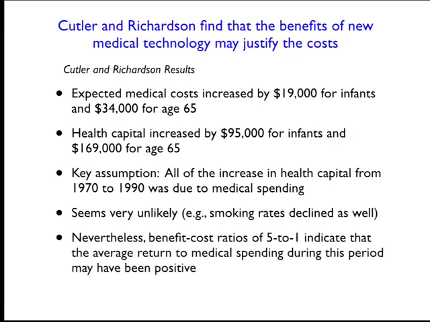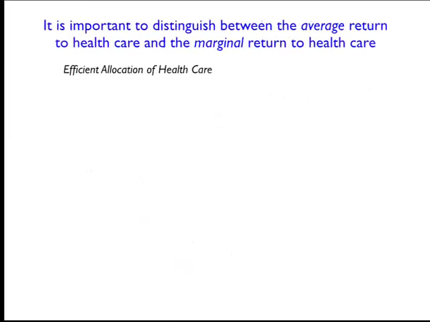That being said, given that it is 5 times the cost figure, even if you were to knock it down by 2 or 3 or 4, as long as you don't knock it down by more than 5, you're still going to conclude that the average net benefit to medical spending during the period would have been positive, in the sense that the benefits outweigh the costs, right? So on average, that would be true, but that by itself doesn't necessarily mean that our spending is efficient, because what we want to think about here is not really the average return to healthcare spending, but the marginal return to healthcare spending.